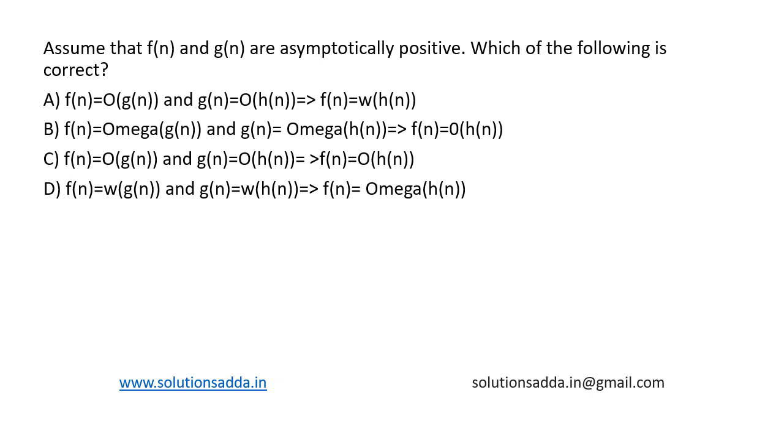The first one is big O notation. The second one is omega notation. The third one is theta notation. These are the three main notations. So what do these notations represent? Let's first see the theta notation.